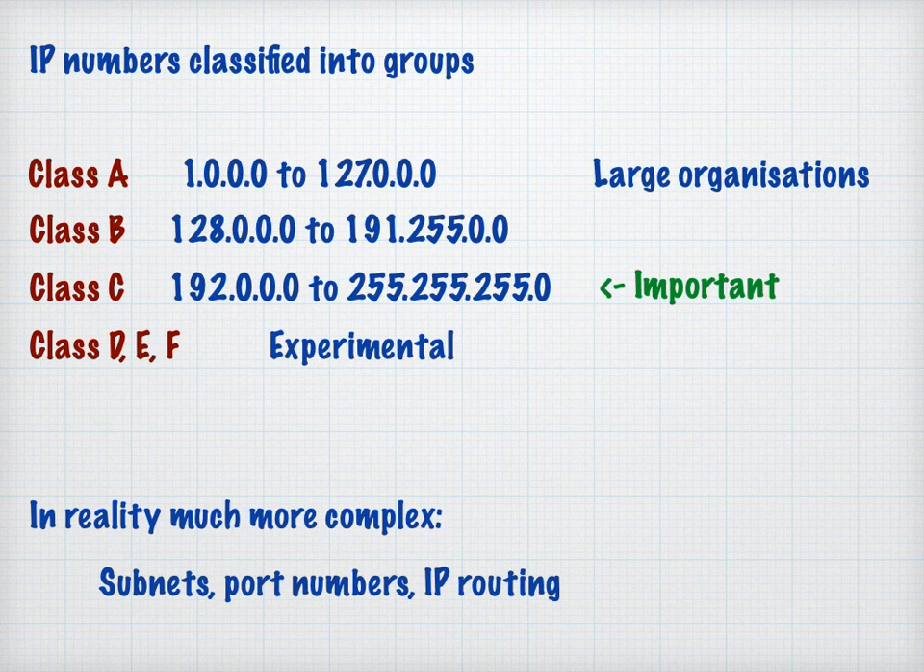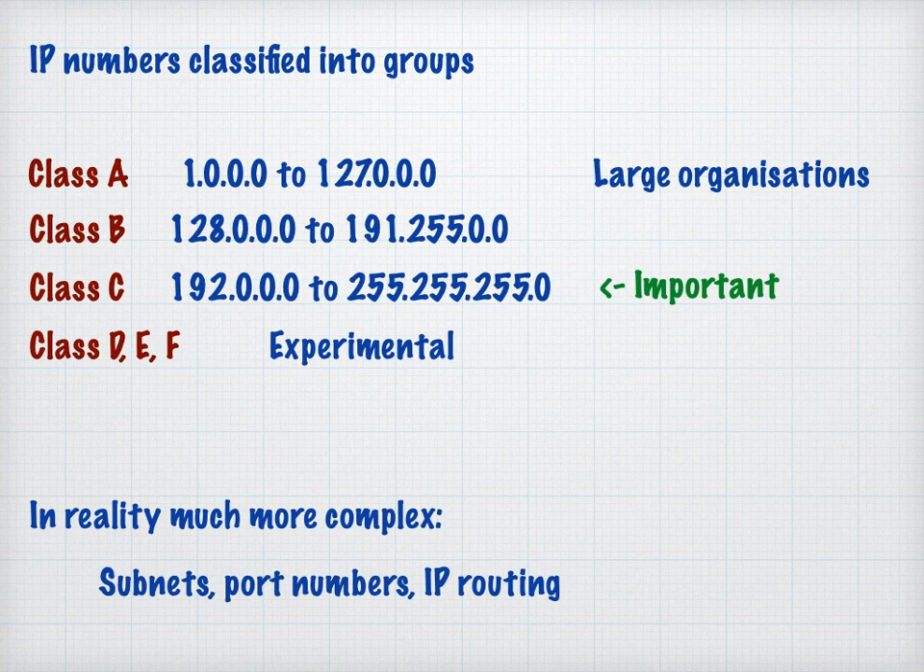Numbers are classified into groups, and I don't want to go into this in too much detail, but there is an important set of numbers here, the Class C numbers. The reason that these are important is because these are special numbers that work on local area networks, but are not actually transmitted over the wider internet. Now that sounds a bit weird, but I will come back to why those numbers are important at a later point.